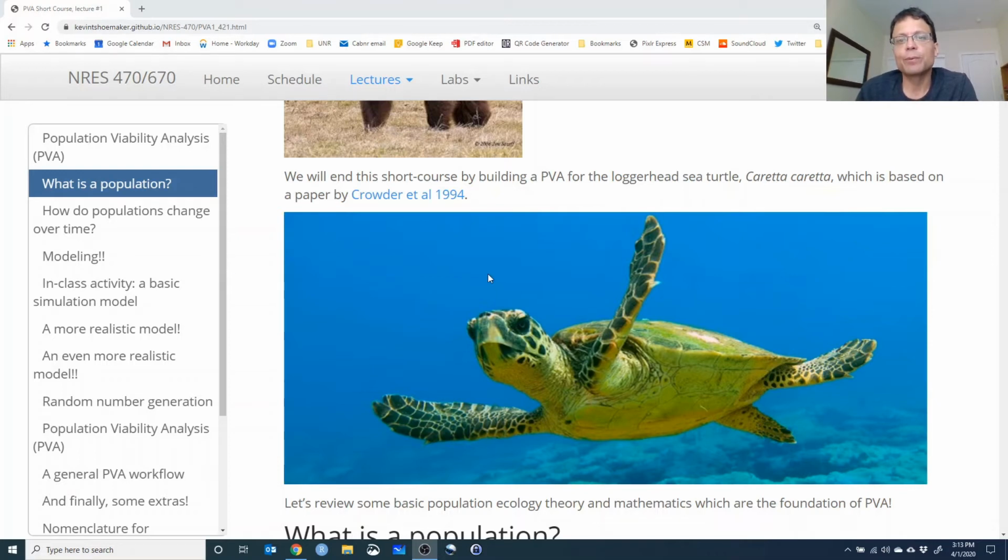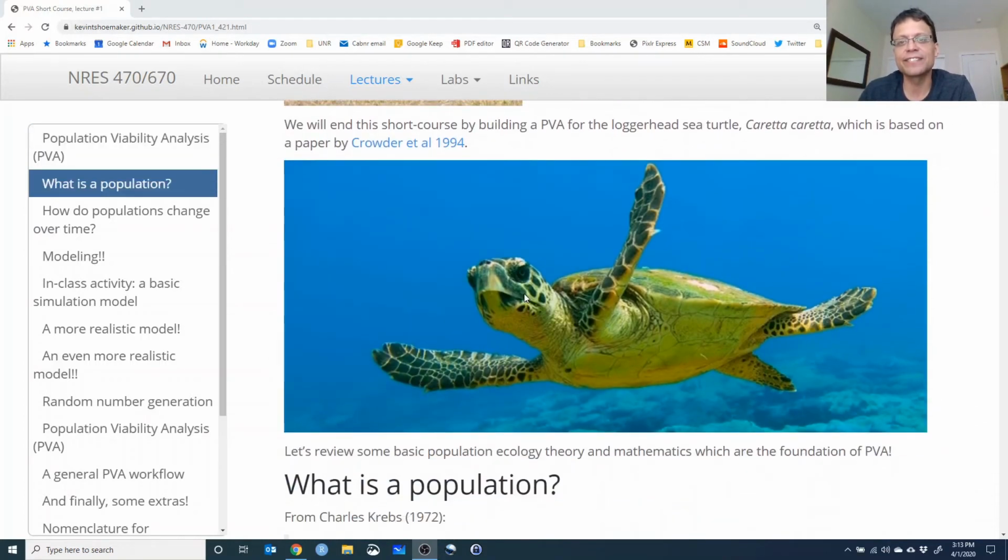All right, so before we get into the really fun stuff, the actual PVAs, both the grizzly bear and the sea turtle PVAs, will be based on real data and have real world importance. But before we do that, let's start really simple and just describe the basics of population ecology.